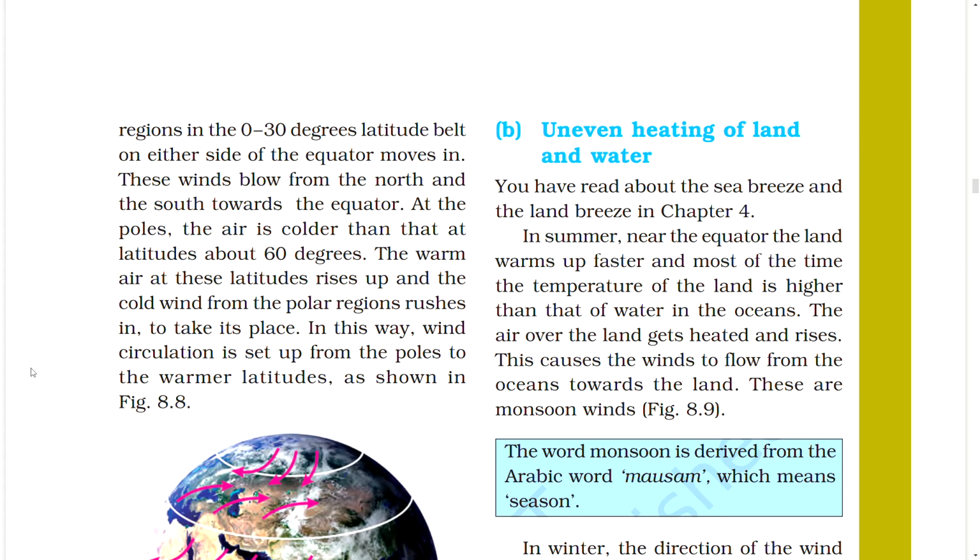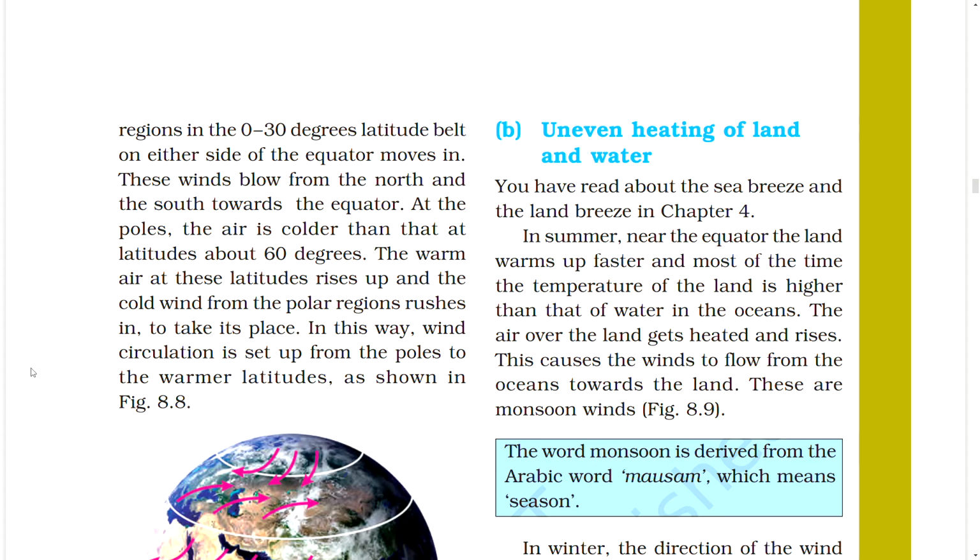B. Uneven heating of land and water. You have read about the sea breeze and the land breeze in a previous chapter. In summer, near the equator, the land warms up faster and most of the time the temperature of the land is higher than that of water in the ocean. The air over the land gets heated and rises. This causes the winds to flow from the oceans toward the land. These are monsoon winds. Figure.